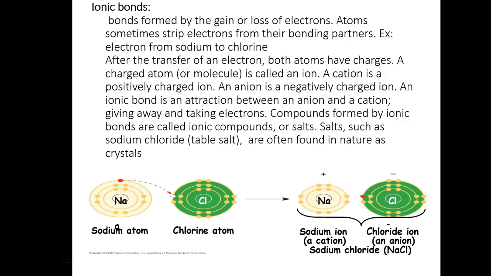So you have an unequal sharing, or no sharing, whichever way you want to think about it, where one electron is transferred over to another element, and then you have this charge we call an ion. An ion is either positively or negatively charged. If it is positively charged, we call it a cation. If it's negatively charged, we call it an anion. So cation positive, negatively charged anion.